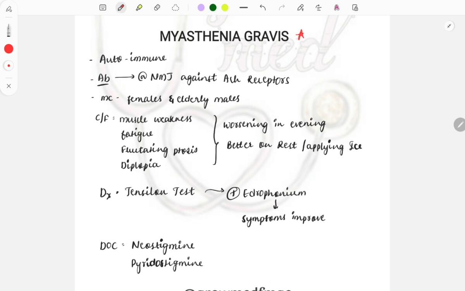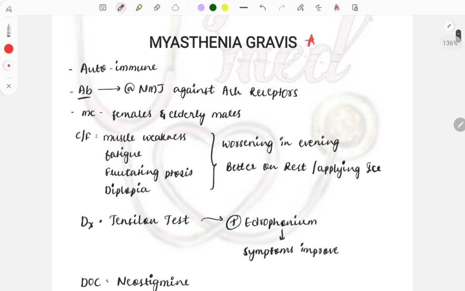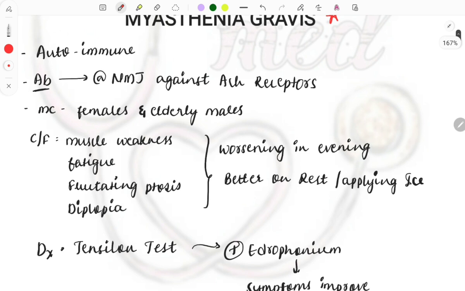ठीक है, तो you can expect a question from this one also. So it is autoimmune, antibodies will be formed at the neuromuscular junction against the ACh receptor. तो जाहिर सी बात है ACh receptors पे antibody बन रही है तो क्या होगी, ACh की activity कम हो जाएगी. ठीक है, सो ऐसे याद कर लेना. ट्रीटमेंट वाला पार्ट हम अभी डिस्कस कर लेंगे यहाँ पर.